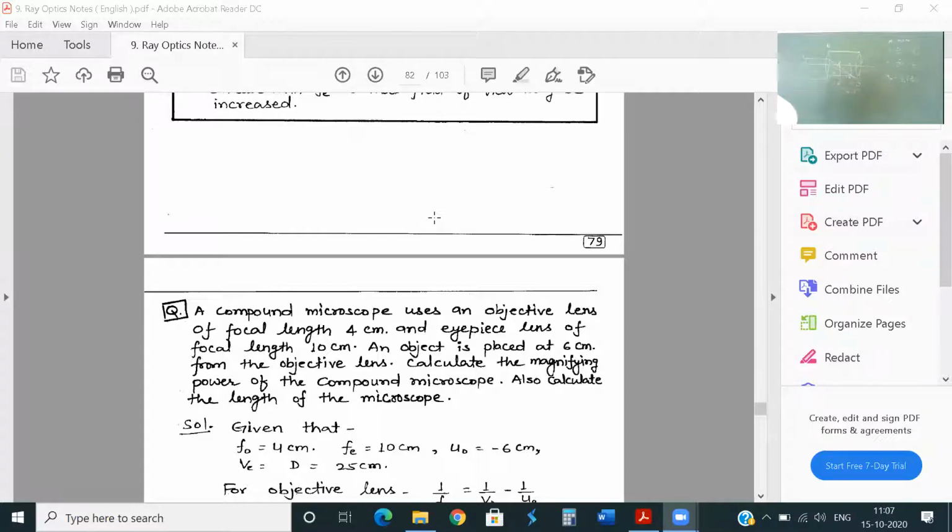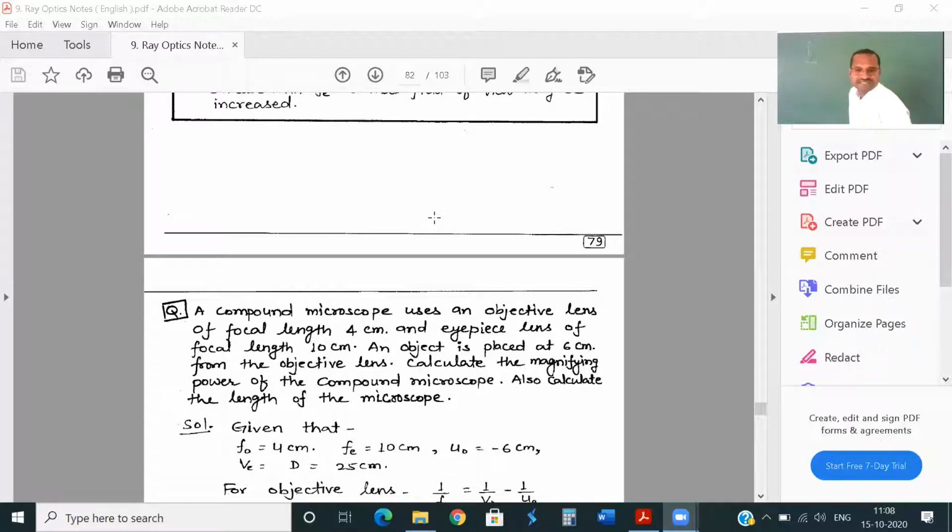Now I am entering into the topic, that is the question. So what is the question? The question is, they have given a few values. What are the values they have given? A compound microscope uses an objective lens of focal length 4 centimeters. And here I am writing objective lens. This focal length is 4 centimeter, F naught. Next, what are they saying?